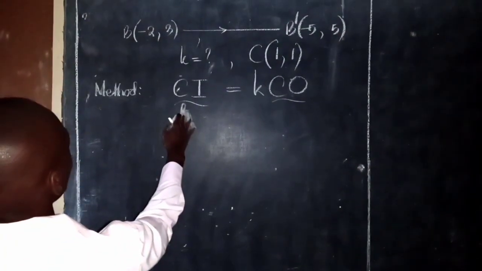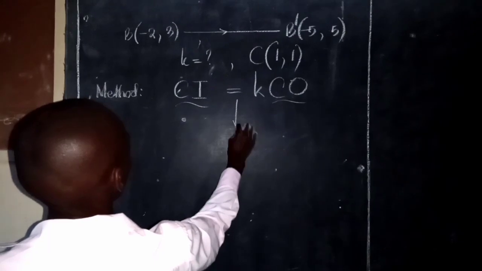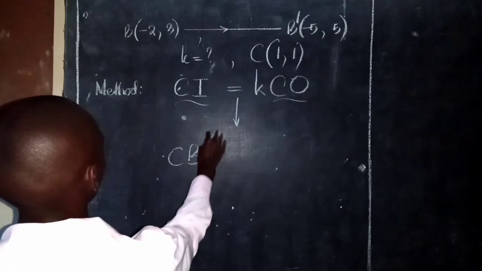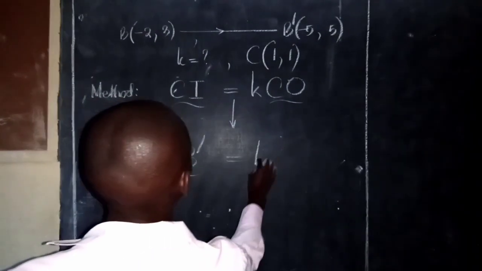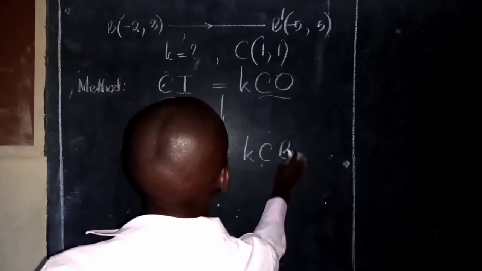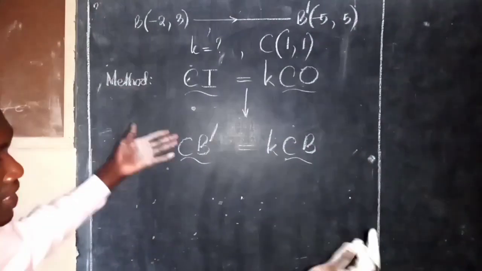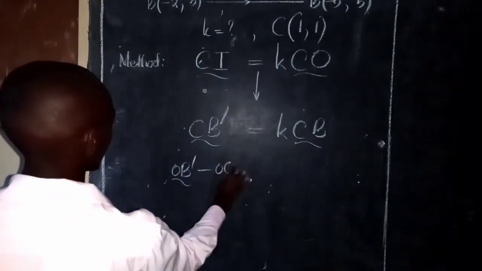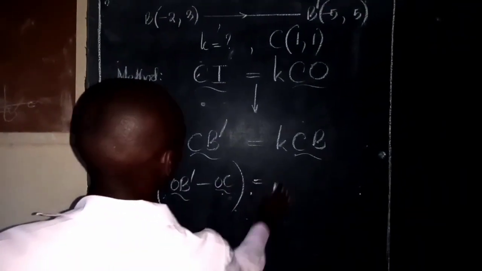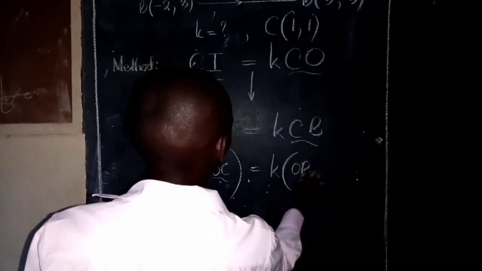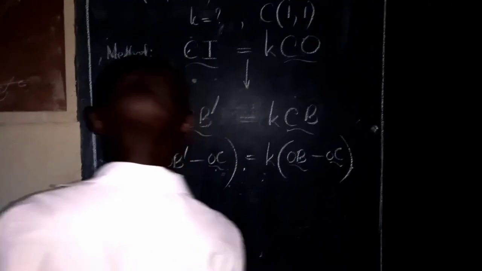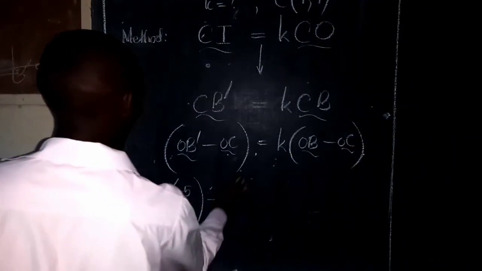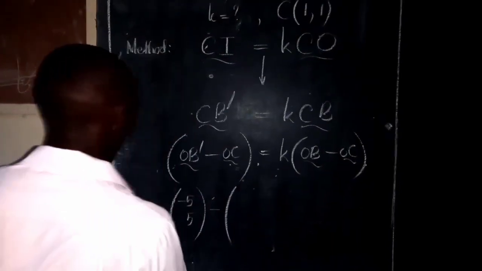Now, as we say, transform the method to the question. So our center is C, but the image is B prime, and our object is B. When we use vectors as earlier discussed, this is the same as OB prime minus OC, which is equal to K into OB minus OC. OB prime is negative 5, 5. Subtract off the center, coordinates 1, 1.